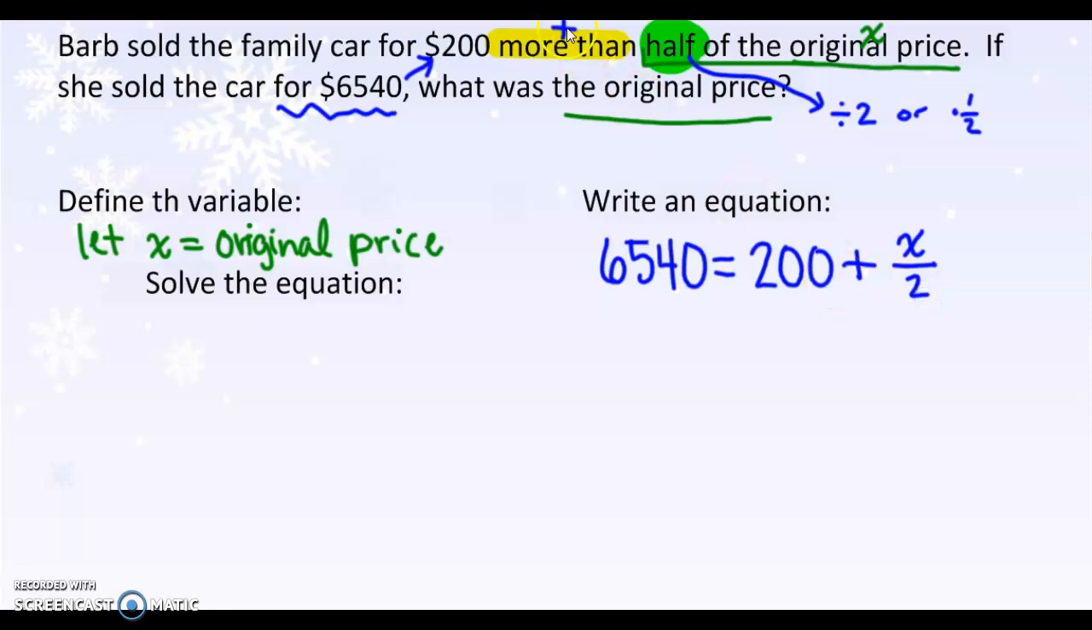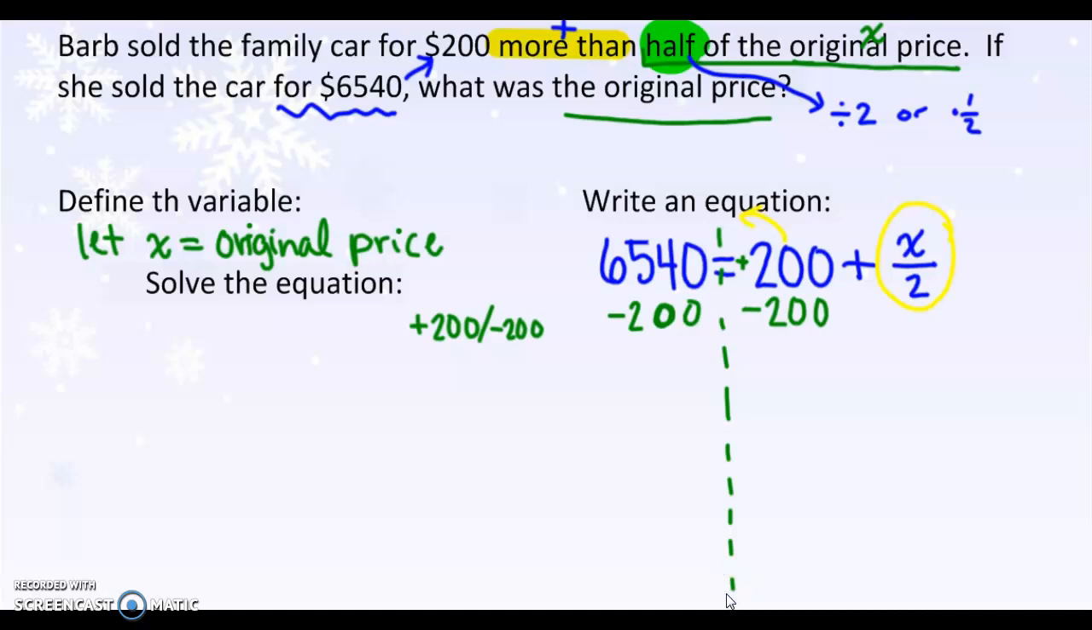Next step, solve the equation. Here's the variable term. Here's the constant term. There's no letters here. We're going to kick it out. Right now we're adding 200. 200 is positive. So to undo 200, we're going to subtract 200. And we have to do that from both sides. If you want to draw your line down your equal side to make sure you're doing it to both sides, that's super helpful for a lot of people. So we've got $6,340 equals x divided by 2.